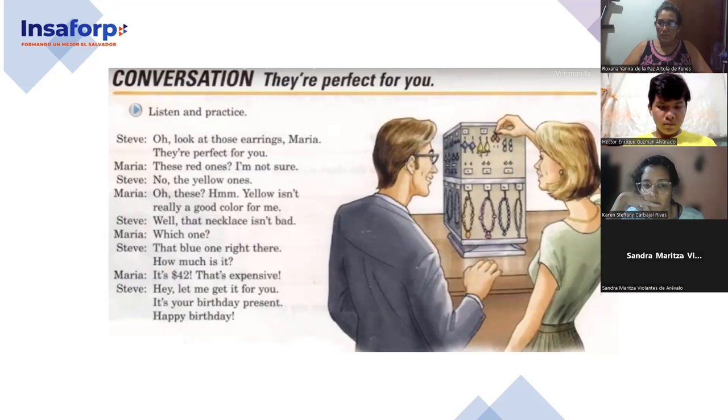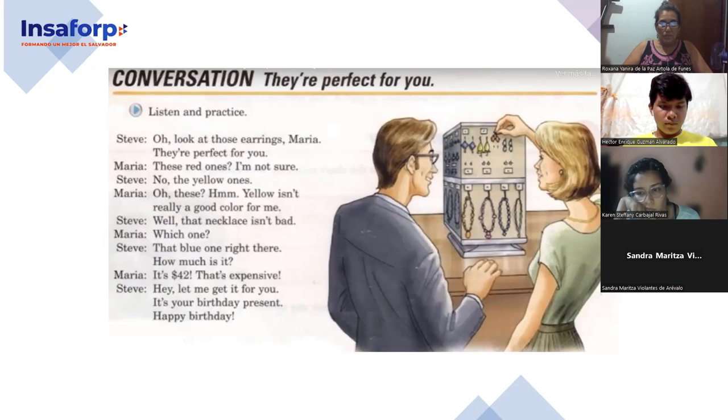Look at those earrings, Maria. They are perfect for you. These red ones, I'm not sure. No, the yellow ones. Oh, this. Yellow isn't really a good color for me. Well, the necklace, it is not bad.